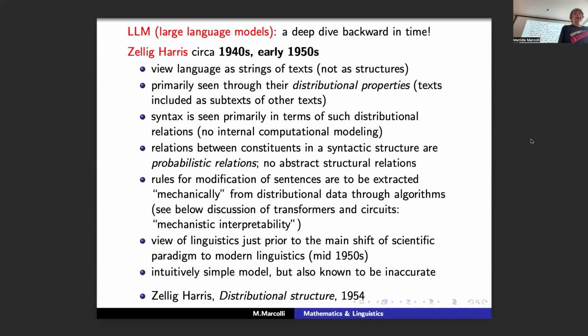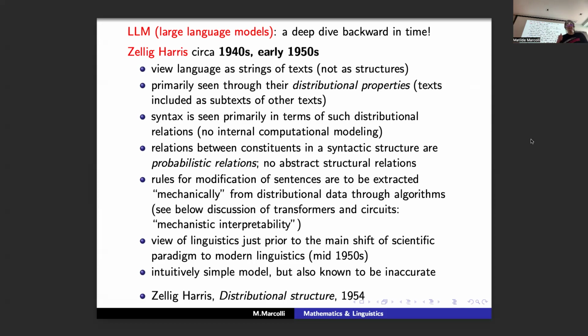So what does that consist of? I mean, Zellig Harris was a very famous linguist of the time. He happened to be Noam Chomsky's PhD thesis advisor. And at the time, this was one very well-developed model of language. It was what was called structural, distributional structures, or the distributional model of language.